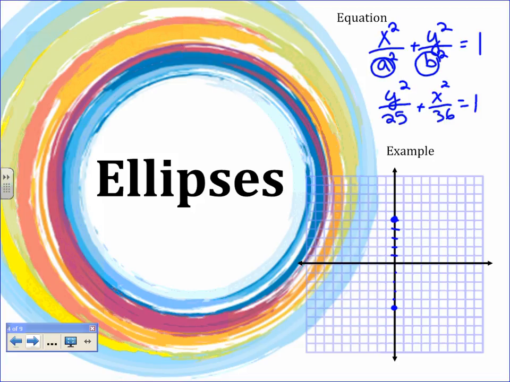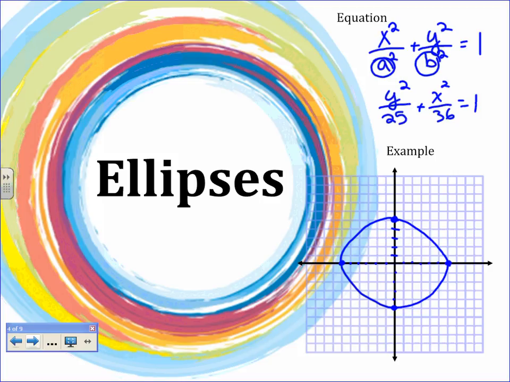And then in the x direction, I'm going to go 6. 1, 2, 3, 4, 5, 6. 1, 2, 3, 4, 5, 6. So let's try this and see how bad it looks. Not too shabby. So it's like a little football looking thing. That's my ellipse. And like I said before, I could shift it left or right, but I'm not going to do that. I'm just doing the general case.